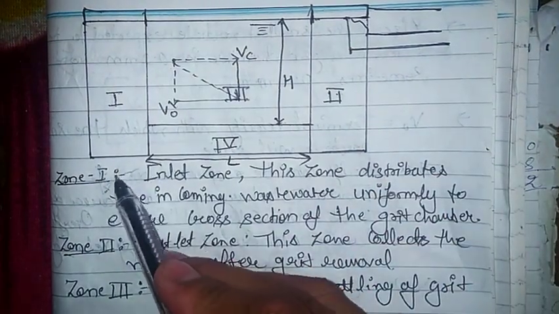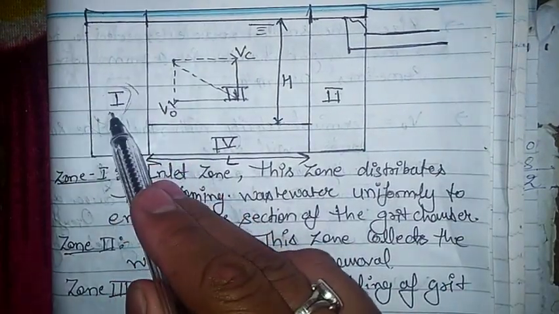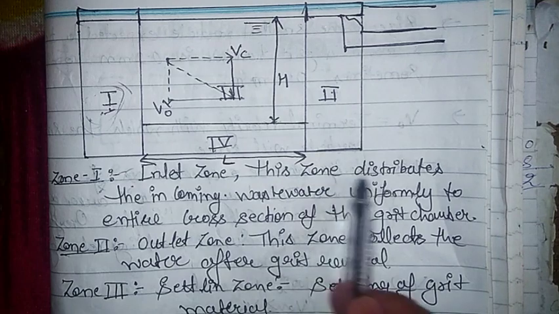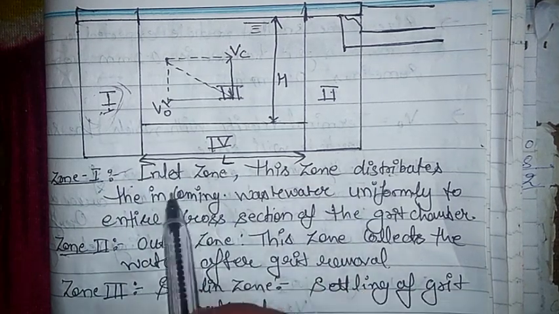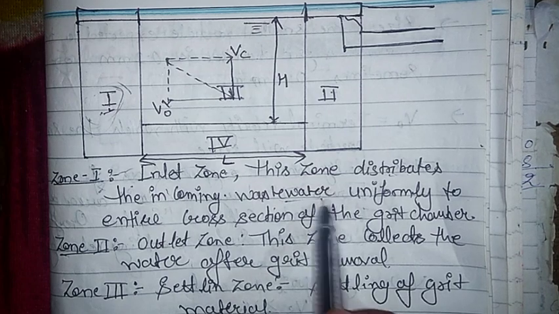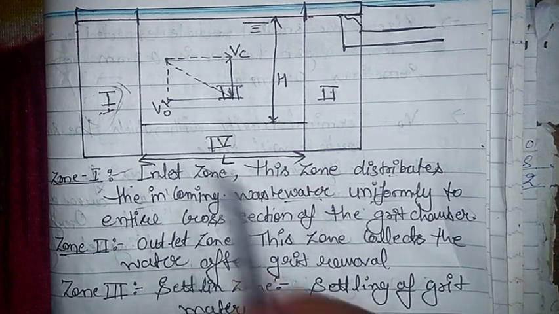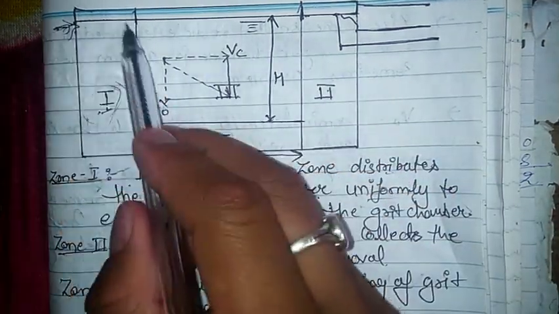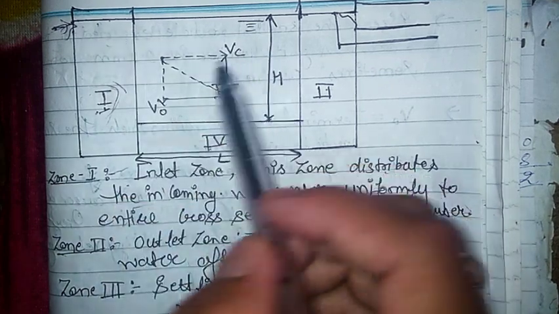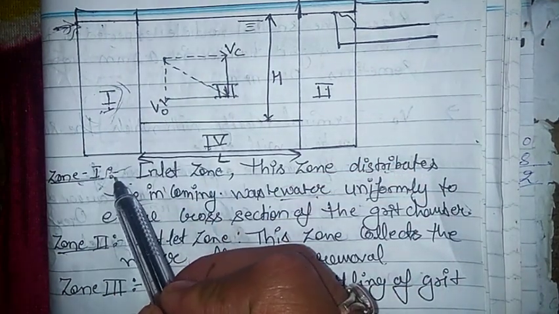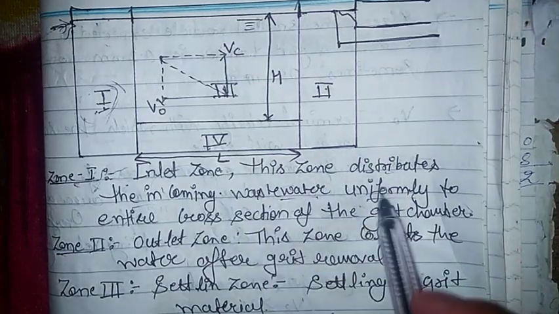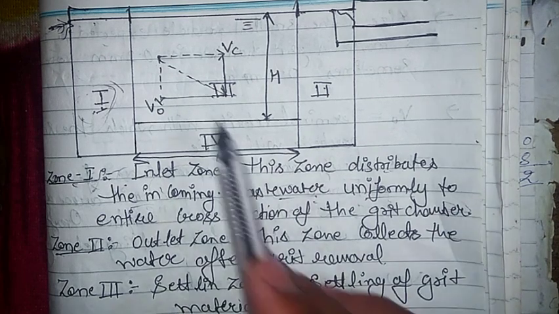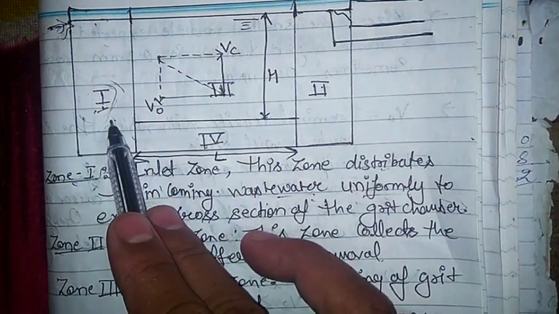So this is your zone 1. Okay, this is your inlet zone. In this zone, it distributes the incoming wastewater uniformly to the entire cross section of the grit chamber. When your wastewater enters into the grit chamber, it first enters zone 1 of the grit chamber, where the whole wastewater gets uniformly distributed to the entire cross section of the grit chamber. So this is your first one, that is zone 1, the inlet zone.